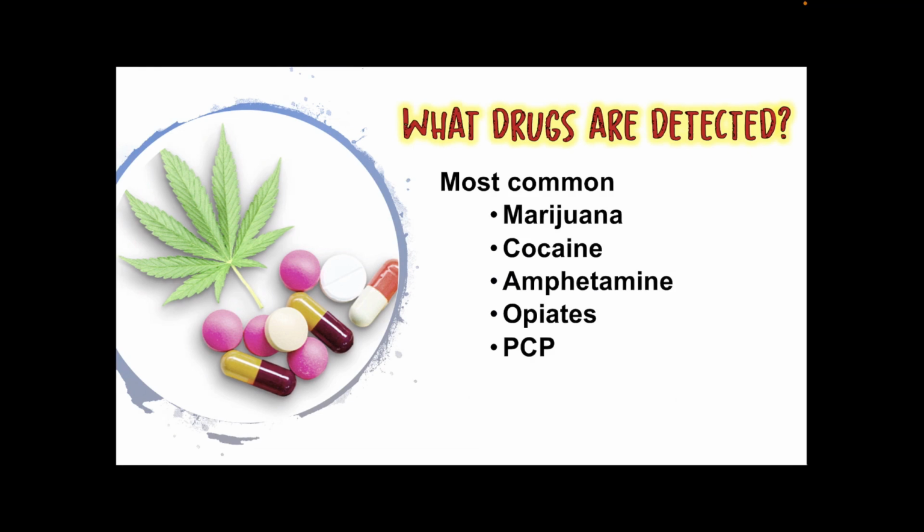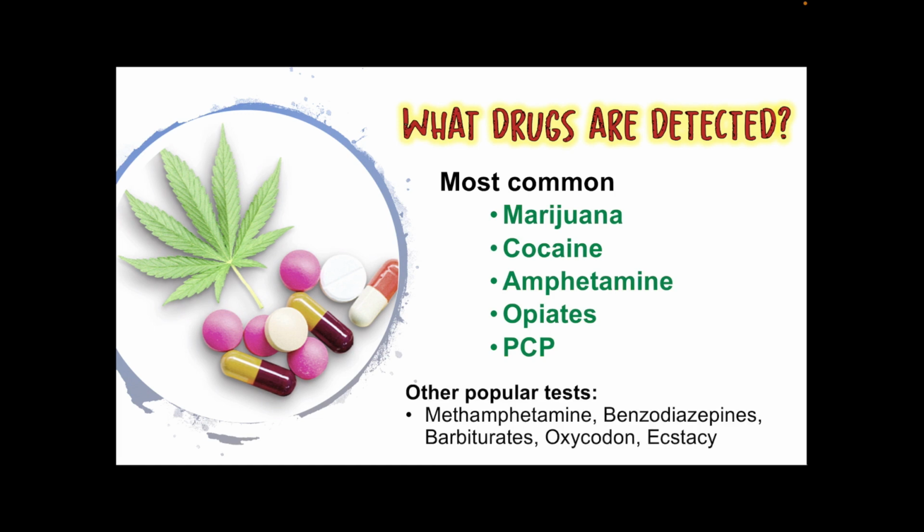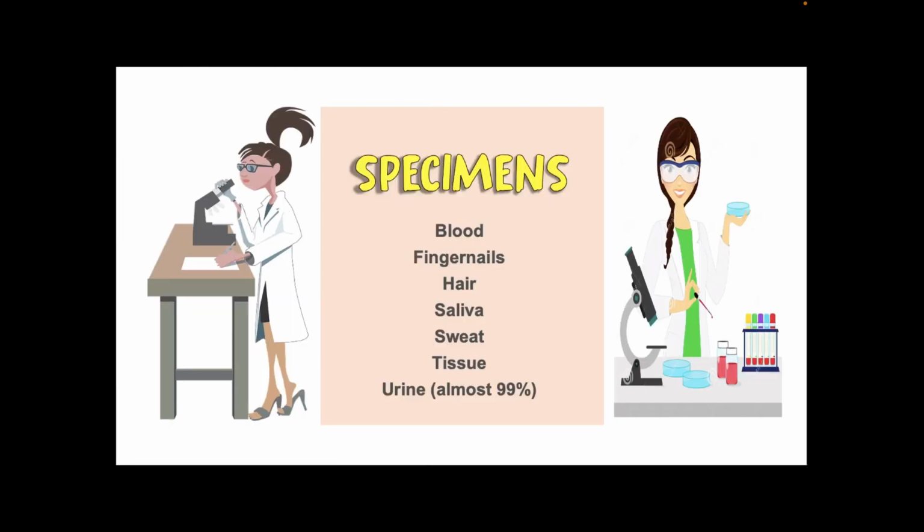So what are the drugs that are commonly detected in the laboratories? So we have the marijuana, cocaine, amphetamine, opiates, and PCP or phencyclidine. And other than that, we also have the methamphetamine, benzodiazepines, barbiturates, oxycodone, and ecstasy. And for the specimens, we also have blood, fingernails, hair, saliva, sweat, tissue, and most importantly, most of the time, urine is used as a specimen of choice for drug testing.